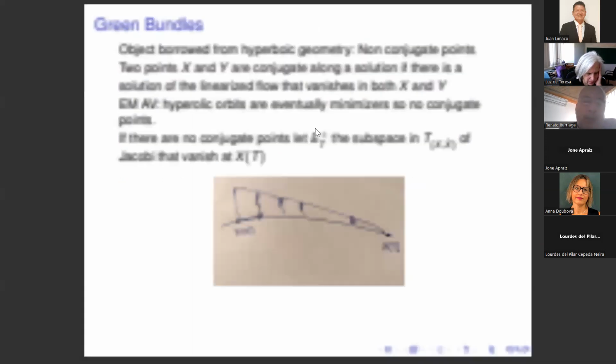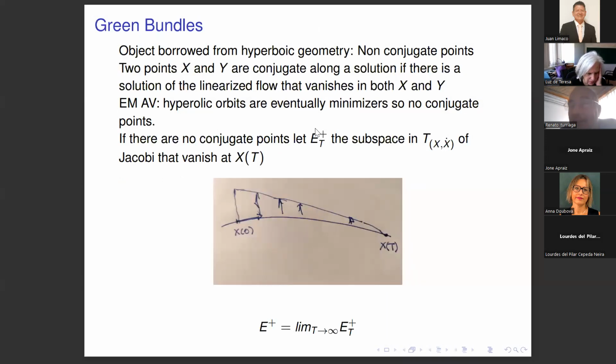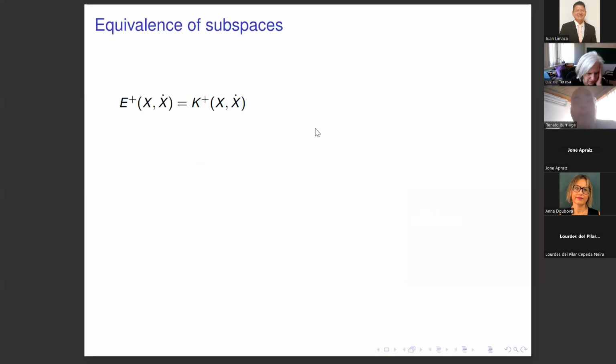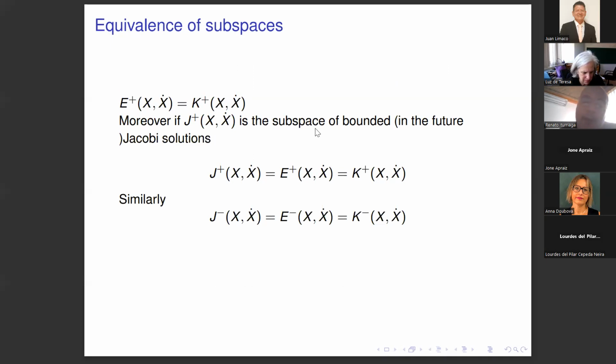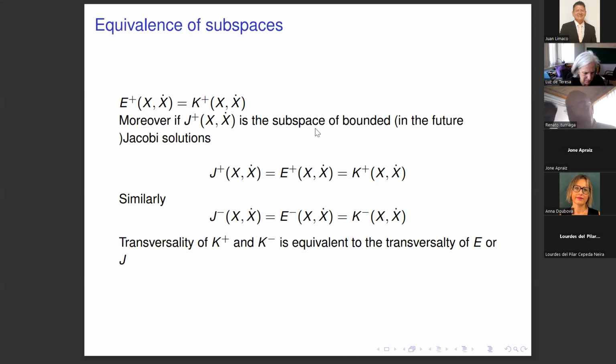So what we prove, I mean, this is the idea, what we prove is that A plus is equal to K plus. And moreover, if J plus is the subspace of bounded in the future Jacobi solutions, then also J plus is equal to A plus and K plus. And very similar for the negative, for the past. And so the transversality of K plus and K minus is equivalent to the transversality of A or J.